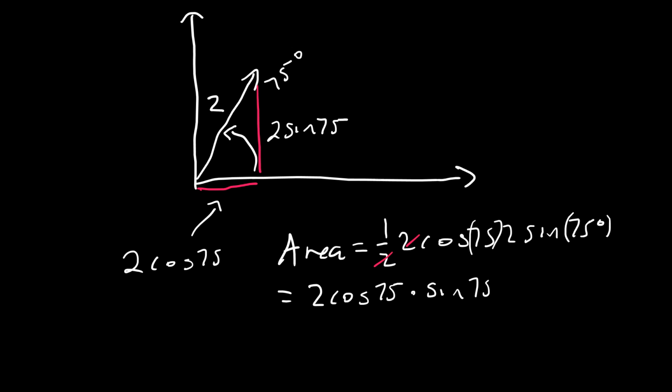But there's a trig identity that allows you to write this as just sine of double the angle, so it's going to be equal here to sine of just 150 degrees, but we know that value. That's just 1/2. That's the answer.